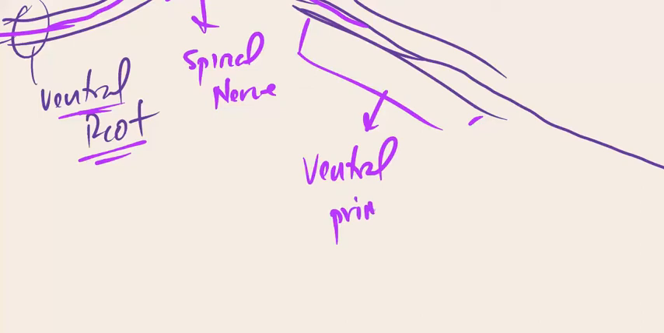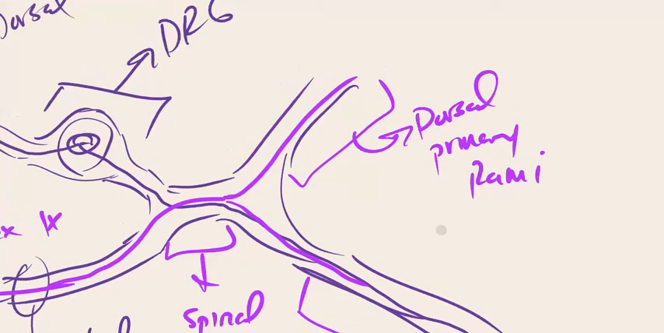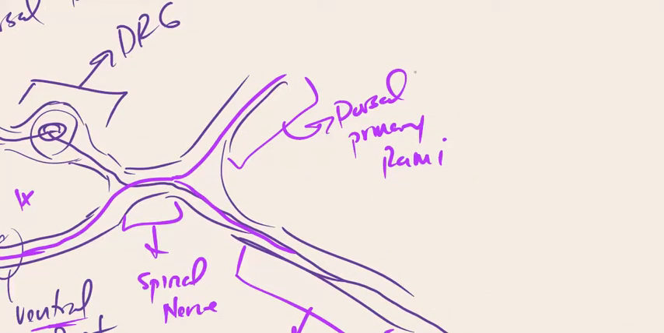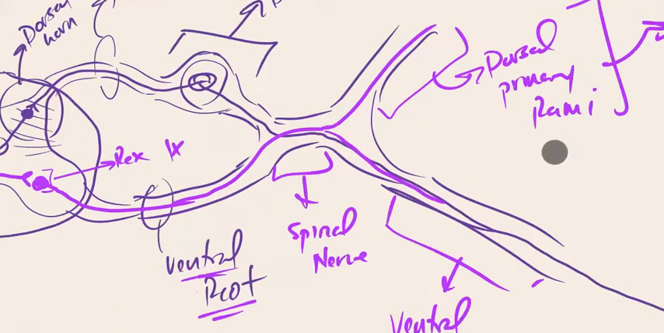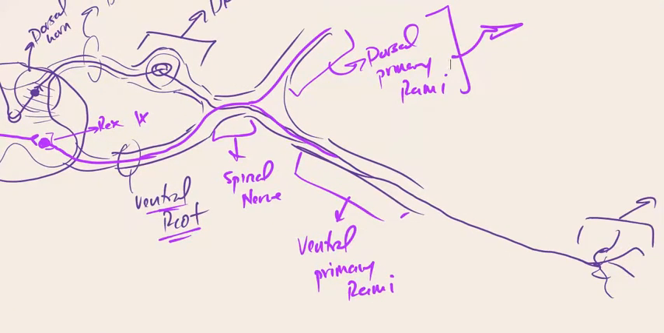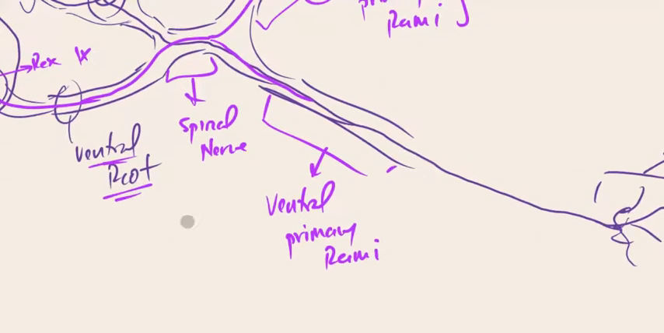All right, you guys know the difference? What's the dorsal primary rami? It's like the sensory and motor in the back. Exactly, sensory and motor to the muscles, the skin and back muscles, right? Ventral primary rami is like other stuff, right?